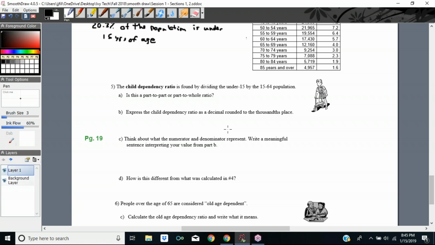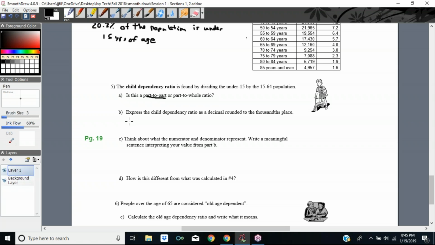So number 5 here says, now this is going to get us into the specific age dependency ratio. So the child dependency ratio, dividing the under 15 by the 16 to 54. So the children divided by the workers, basically. Is it part to part or part to whole? And thank you for your participation. That is part to part. Awesome, guys. Part to part, express it as a decimal round to the thousandths place.